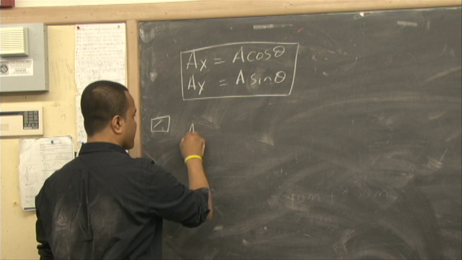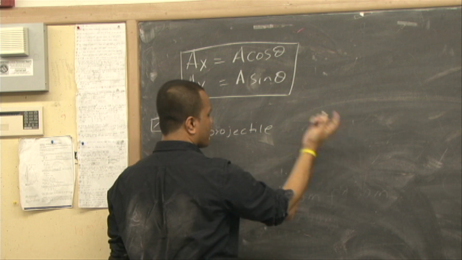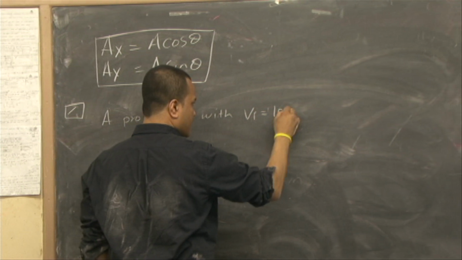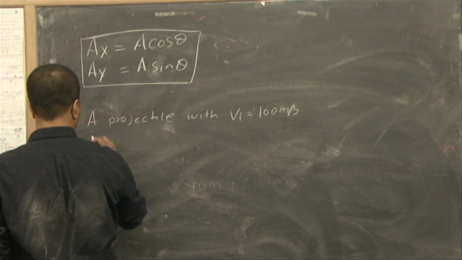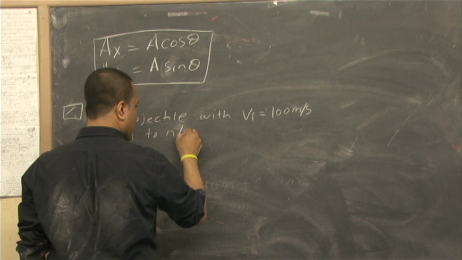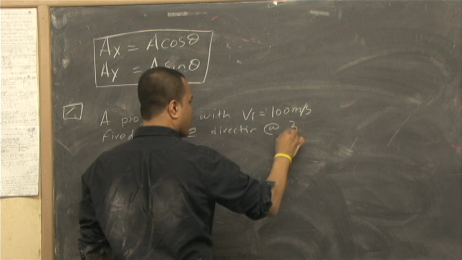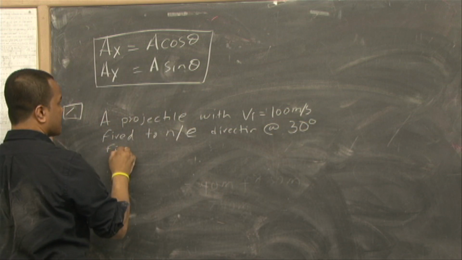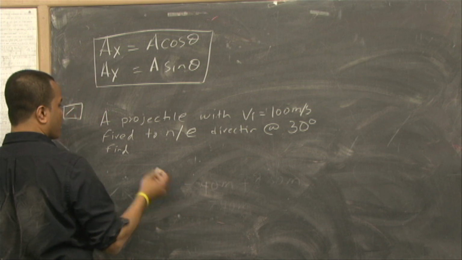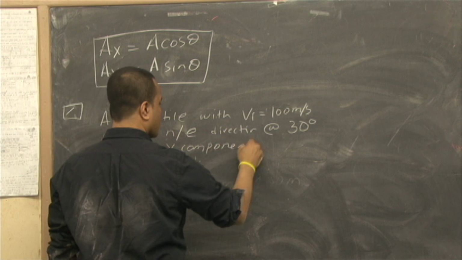Let's say a projectile with some initial velocity of 100 meter per second is fired to the northeast direction at 30 degree. Find the x and y component of force.